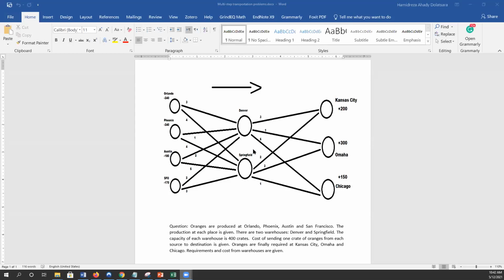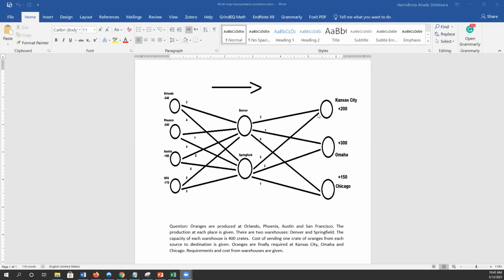Same as previous transportation problems, we should minimize time or cost. The negative sign near Orlando, Phoenix, Austin, and San Francisco means they are outbound from supply points, and the positive sign in Kansas City, Omaha, and Chicago means they are demand points with inbound products. We want to fulfill our demand in these 3 points.